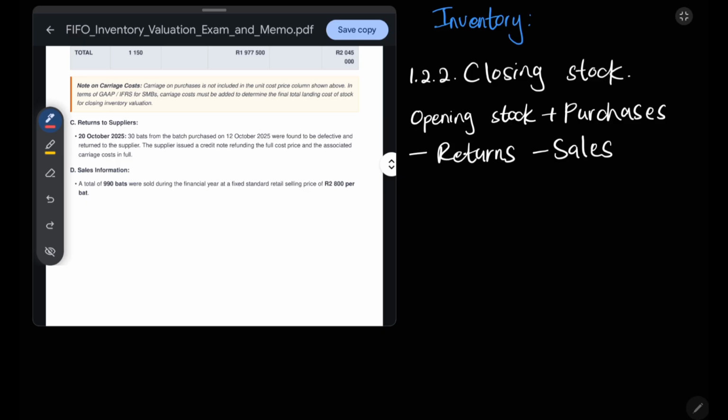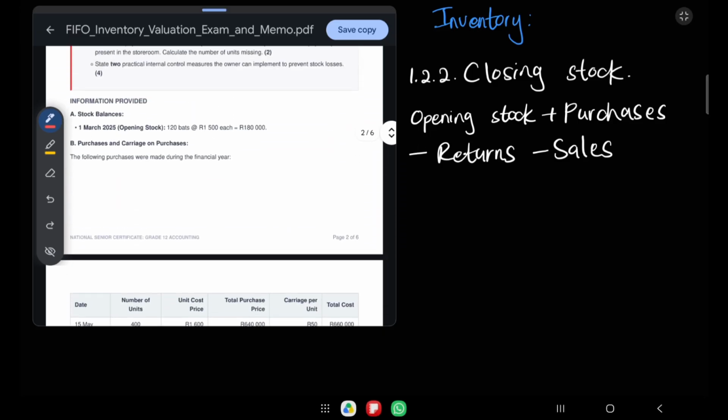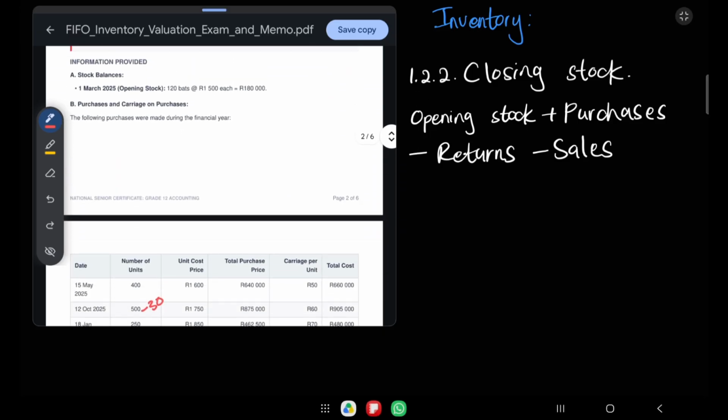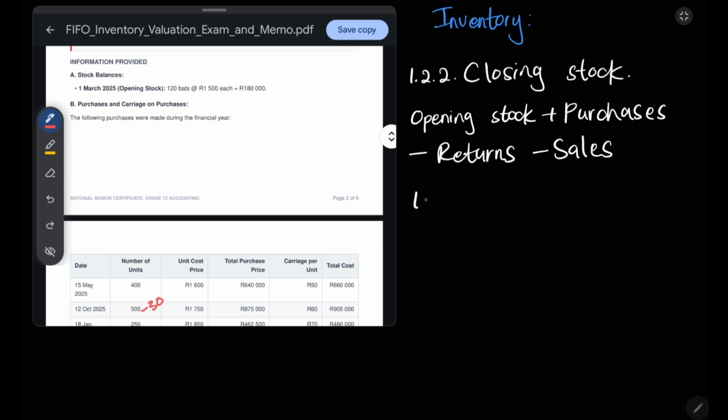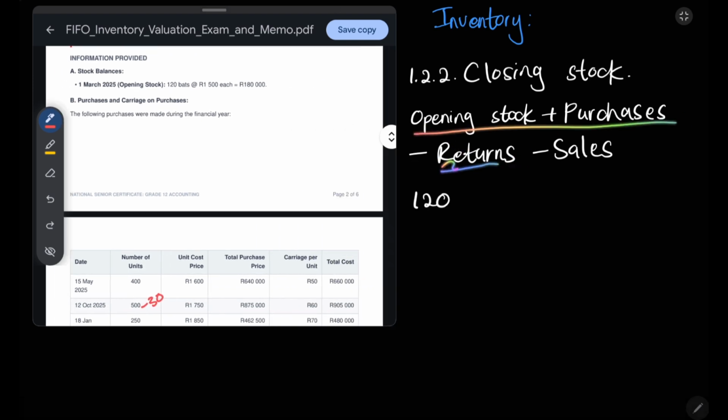The closing stock question under FIFO will usually be out of a lot of marks. For this one, let me just say 8 marks, as there are a lot of steps involved. So firstly, let's start with our units. Remember, we have to have our units and then we multiply. So we have our opening stock. Let's look at our information. For opening stock, we had 120 beds. So let's write that 120, we're substituting into this formula.